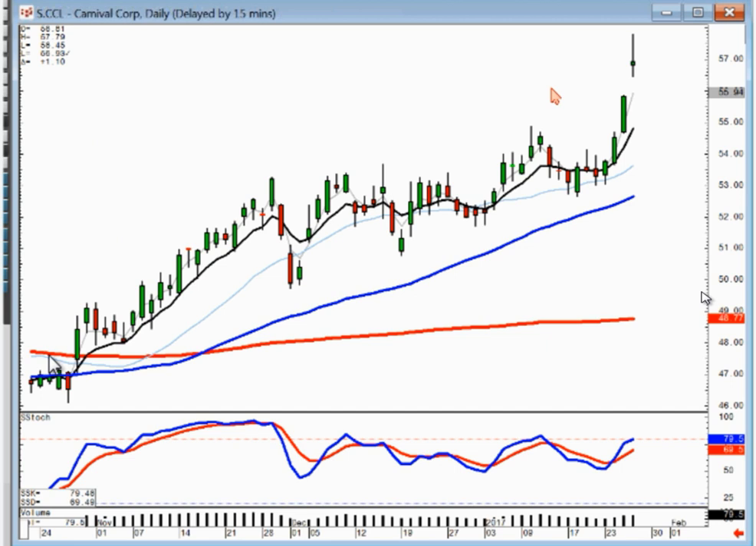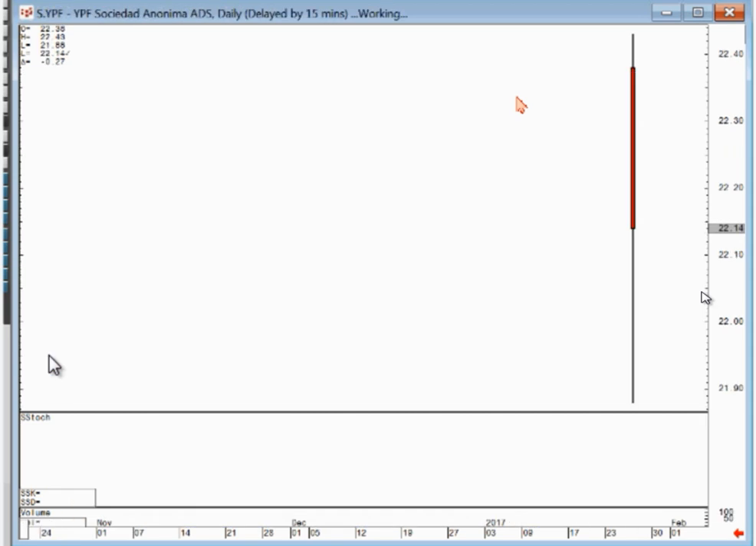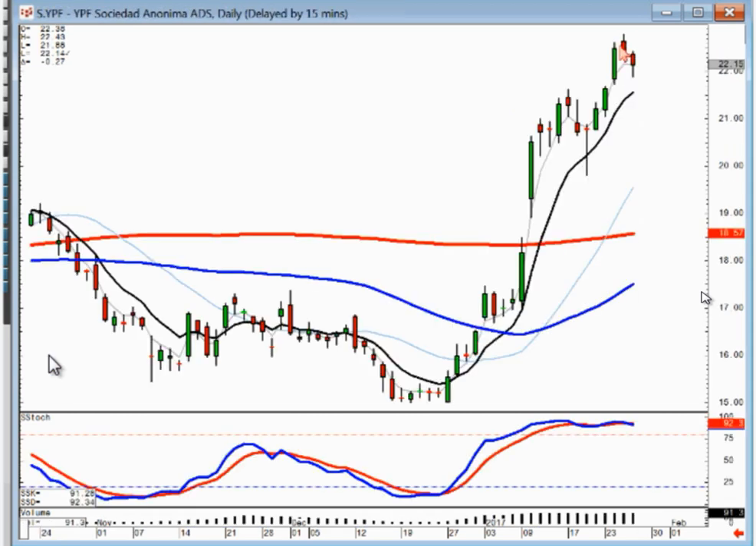Carnival, another one that's going to move in the direction of how they open after the doji. If it opens lower, look for some profit taking. I think we did Baba and GoPro. YPF. Just stay long. Another one, I'd probably use today's low. If it came down through there, they're coming back to test the T line.